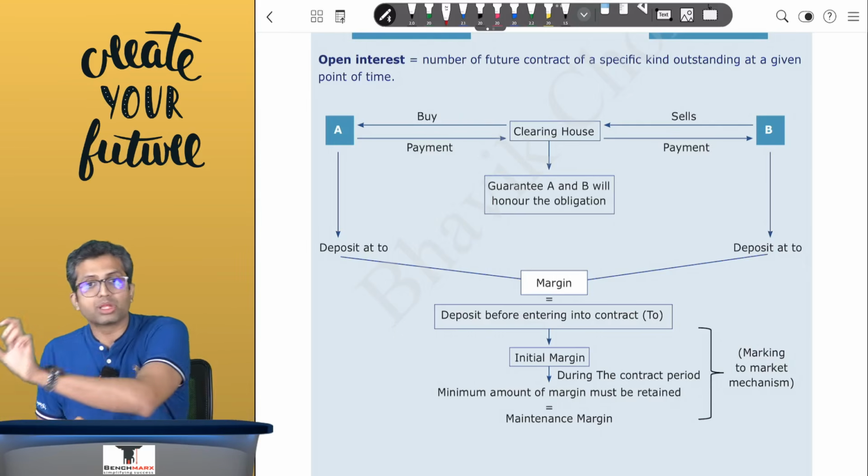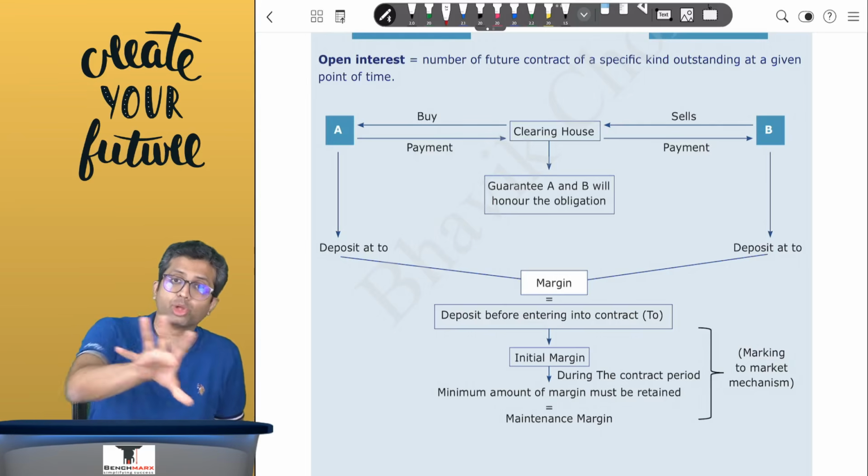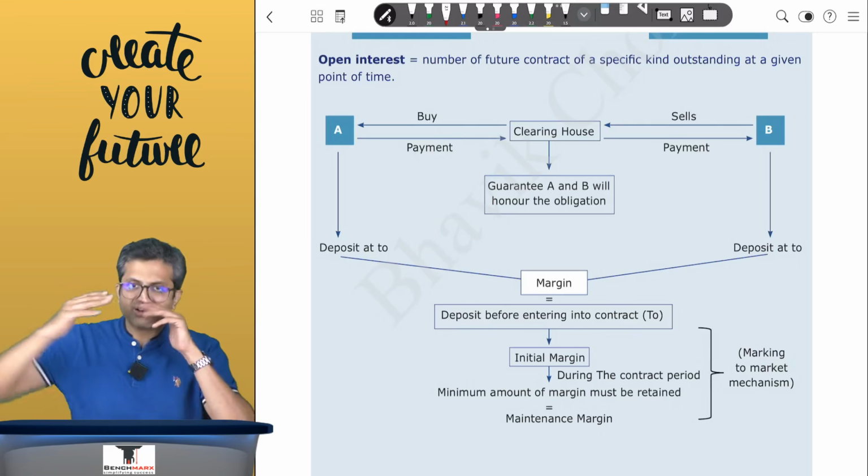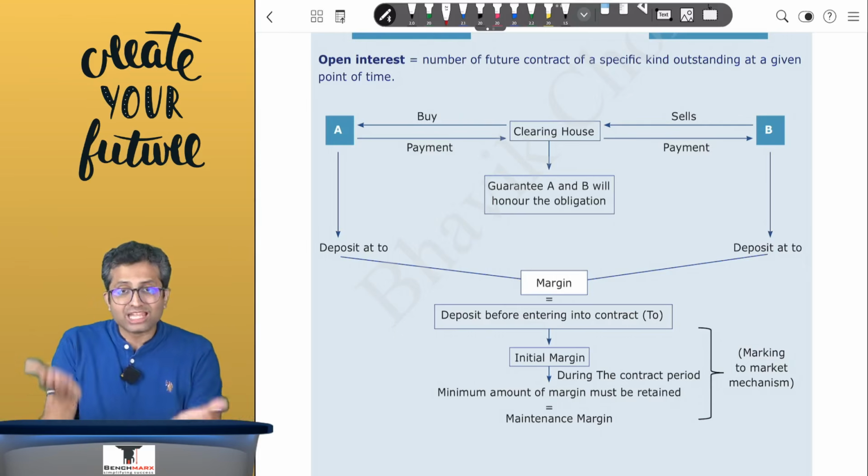The next day the rate goes from 102 to 95. There's a 7 rupee loss. The exchange will recover the 7 rupee loss from you. It will hand over the 7 rupee gain to the counterparty, and hence this is a daily settlement.